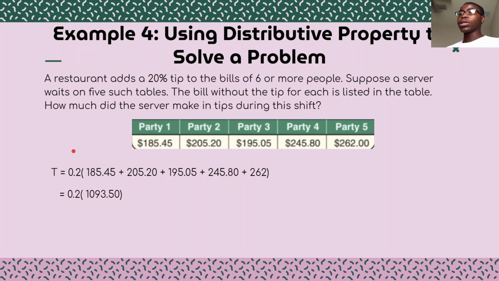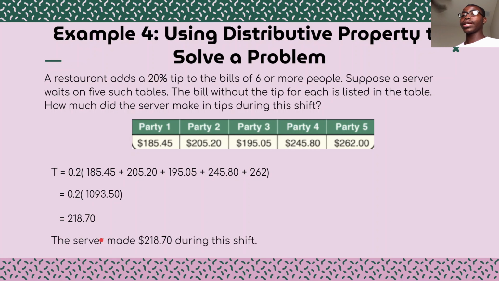Then we add what's in the parentheses, and that would give us 1093.5. And if we finally multiply, that will give us 218.7. 0.2 times 1093.5 is 218.70. So the server made $218.70 during the shift.